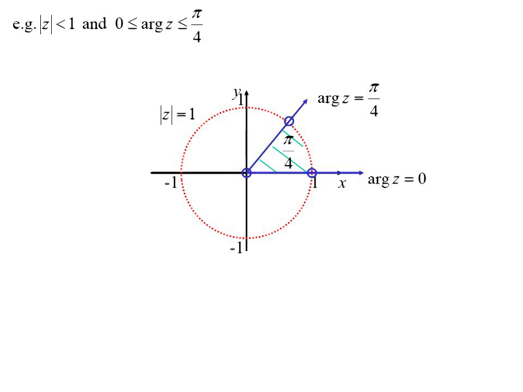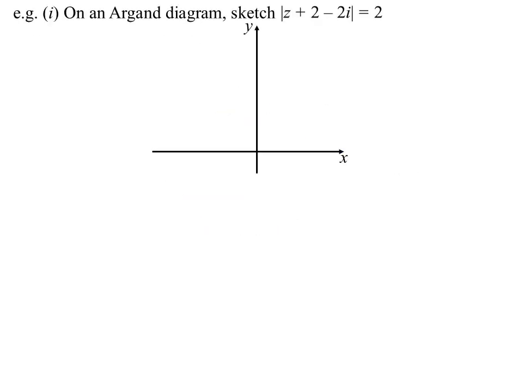Let's sketch this one. |z + 2 - 2i| = 2. Okay, well that's just going to be a circle. I use this one to highlight something. Be very careful with your circles. Because this particular one, the x-axis and the y-axis are tangents. So don't get sloppy and let that circle overlap the y-axis or the x-axis.